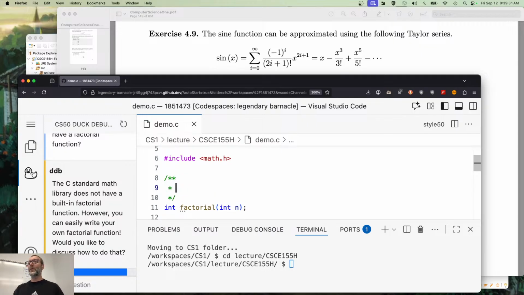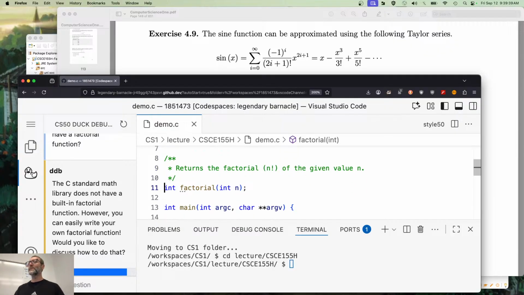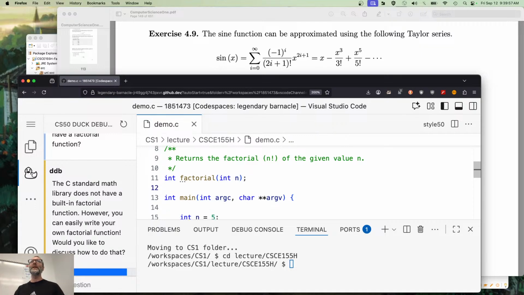Returns, and we're going to document it. Returns the factorial, that is n factorial, of the given value n. Right? There's my documentation. Now this is called a prototype. This is something unique to C, where you have to declare, just like all variables, you have to declare them before you use them. You have to declare a function before you can use the function. So that's why I put it at the top. But I didn't actually define it, right? There's a semicolon here which ends it immediately.